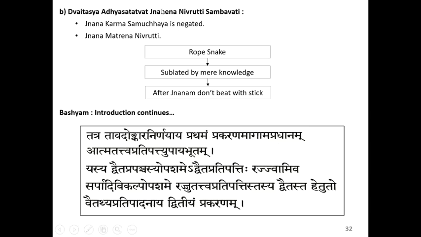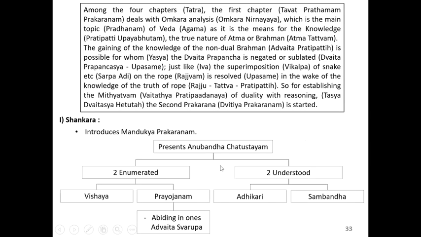Okay, so that is what he is saying here in this particular portion of the commentary. Now he comes to the introduction of the 4 chapters, and the first chapter, what it contains. Among the 4 chapters, the first chapter deals with Omkara analysis. It is the main topic of the Veda, and it is a means of knowledge for what? It is the means of knowledge of Atma or Brahman.